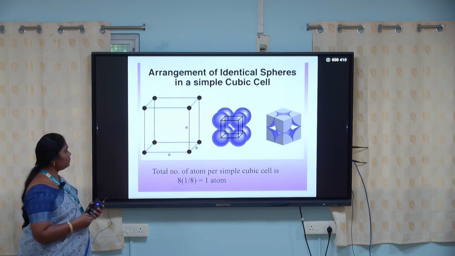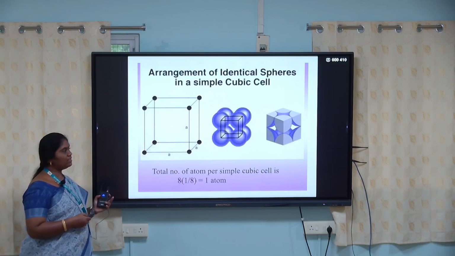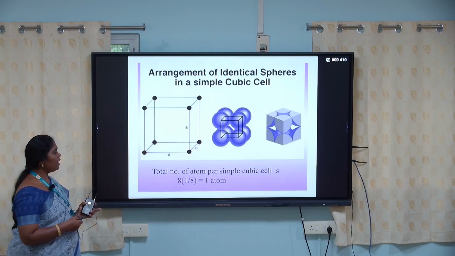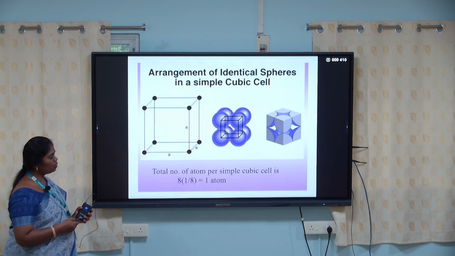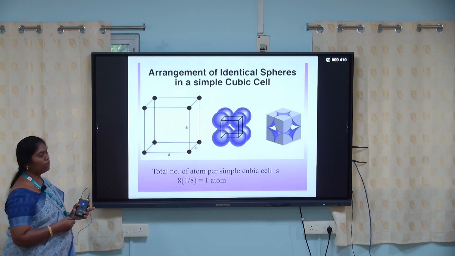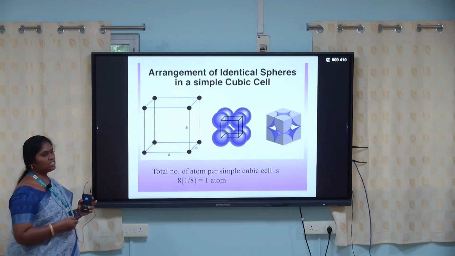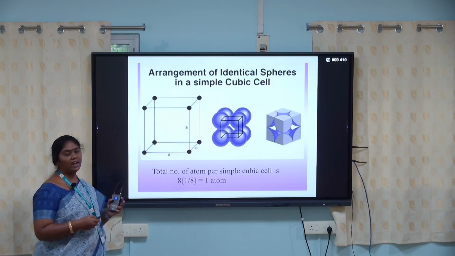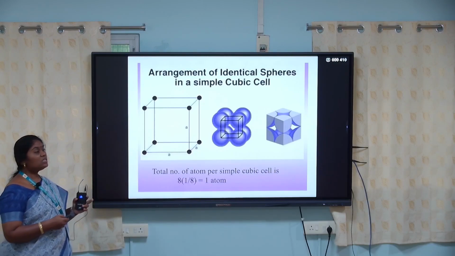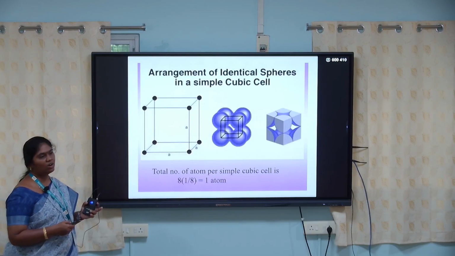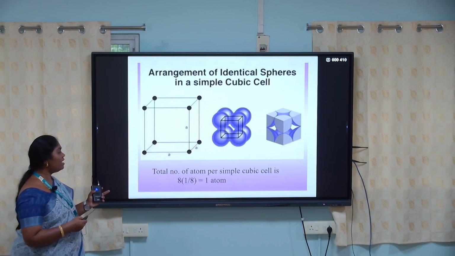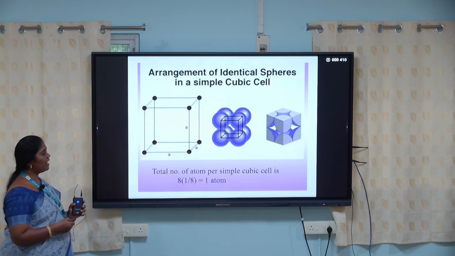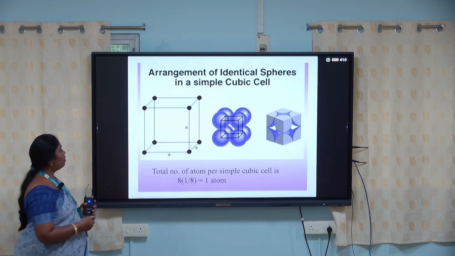Here you can see there are atoms at the corners, which form the simple cubic. The total number of atoms per simple cubic cell is 8 into 1 by 8. There are 8 corners in the simple cubic, and one atom is shared in each corner, so to represent that we multiply 8 into 1 by 8.